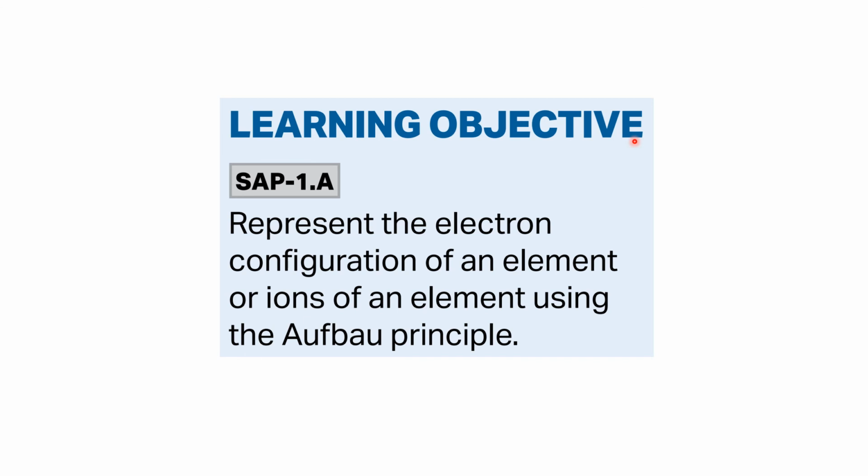The learning objective of this topic was to represent the electron configuration of an element or ions of an element using the Aufbau principle. In part 1, I told you what the Aufbau principle is. In this part, I told you how to write the electron configuration of elements as well as ions of the element, using the principles from part 1. I hope the topic is totally clear to everyone.